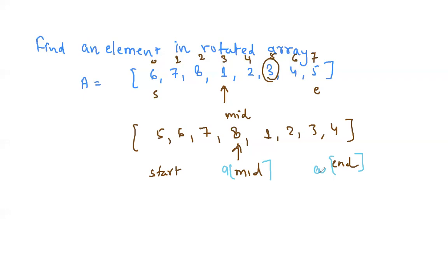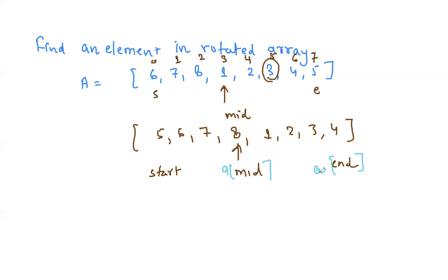Now what should I do? I take the key, 3, and check: does it fall between the range 5 and 8? That is where I use A of start and A of mid. Does it fall between 5 and 8? No. So I will just discard the left hand part and go on to the right hand side.